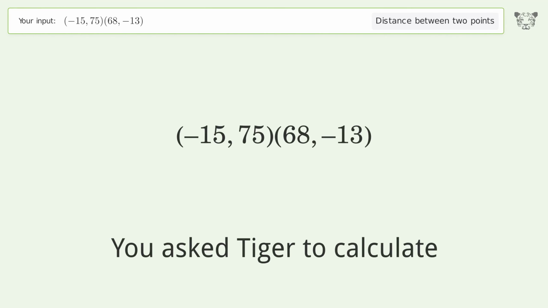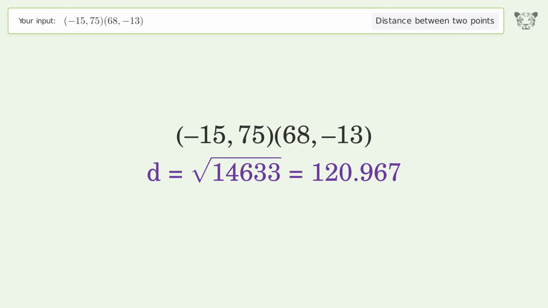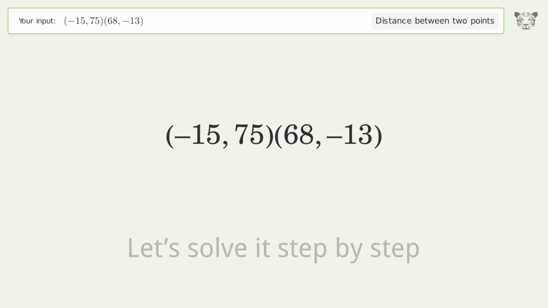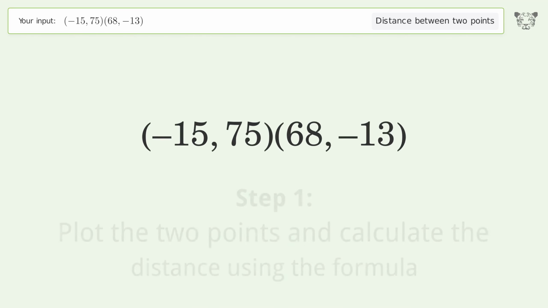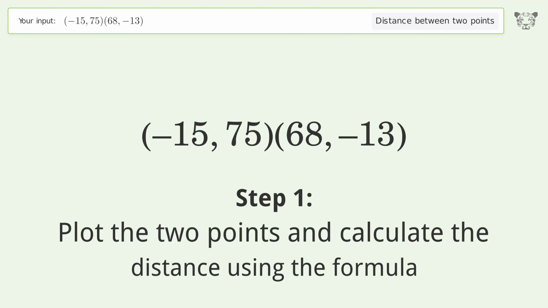You ask Tiger to calculate. This deals with the distance between 2 points. The distance between the 2 points is the square root of 14,633, or 120.967. Let's solve it step by step. Plot the 2 points and calculate the distance using the formula.